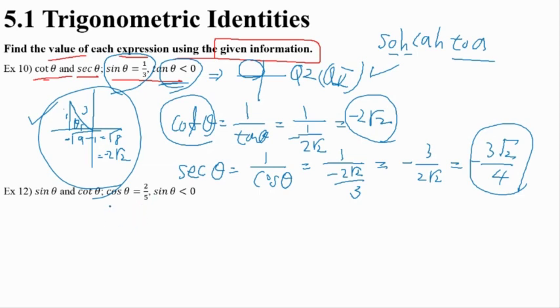So cosine theta is 2/5, and sine is negative. So which quadrant? Sine negative will be quadrant 2, 3, and 4, right? So here sine is negative, so it's quadrant 3 and 4, and cosine positive is quadrant 1 and 4, so it should be 4. All right, so there will be quadrant 4.